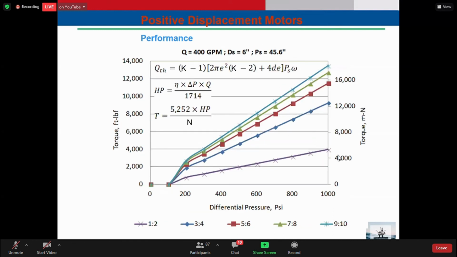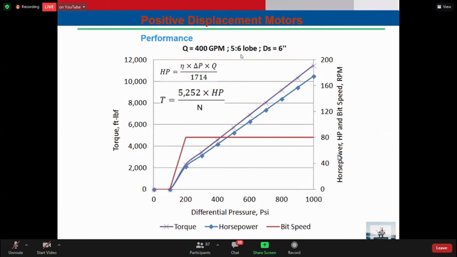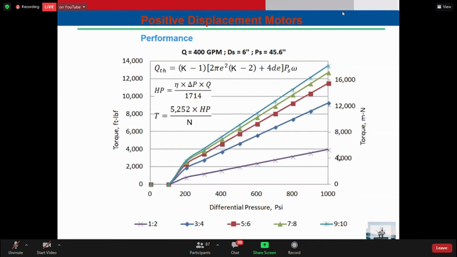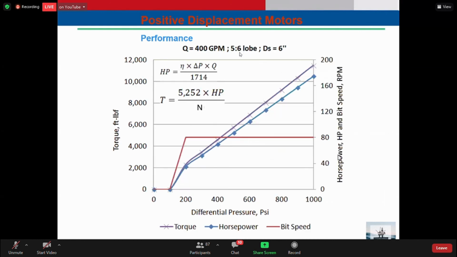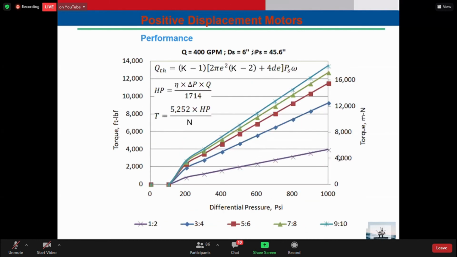This is one with 5-6 loops with the rate of 400 gallons per minute. If I increase the diameter to 6 inch, it will result in another performance. As we see in this picture, this is 1, 2. It is the number of rotors: one rotor with 2 stators in this line.